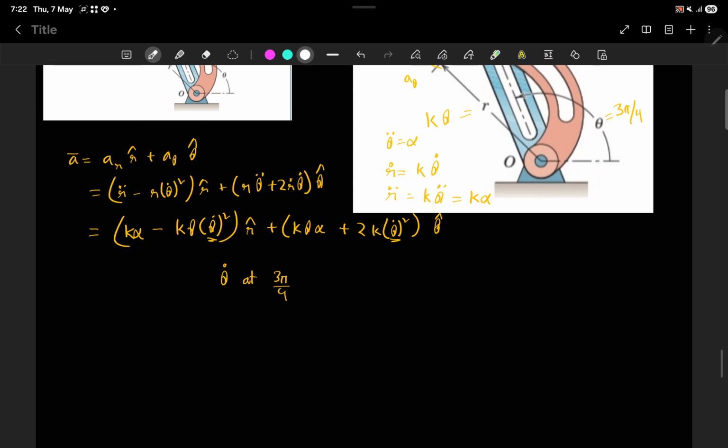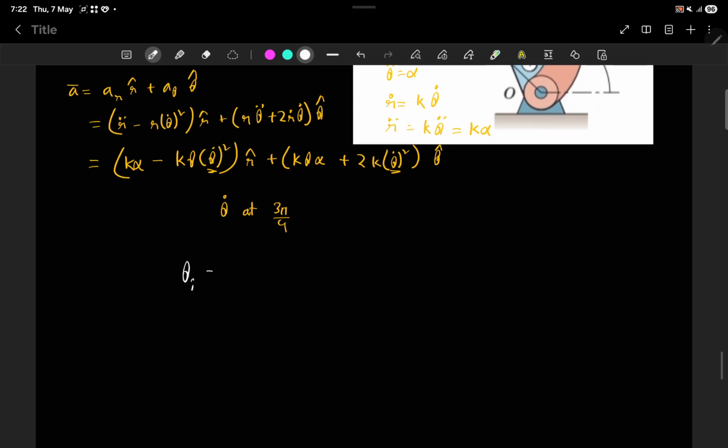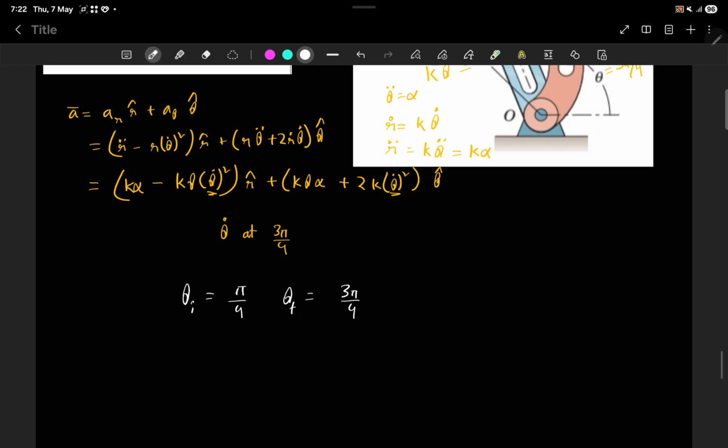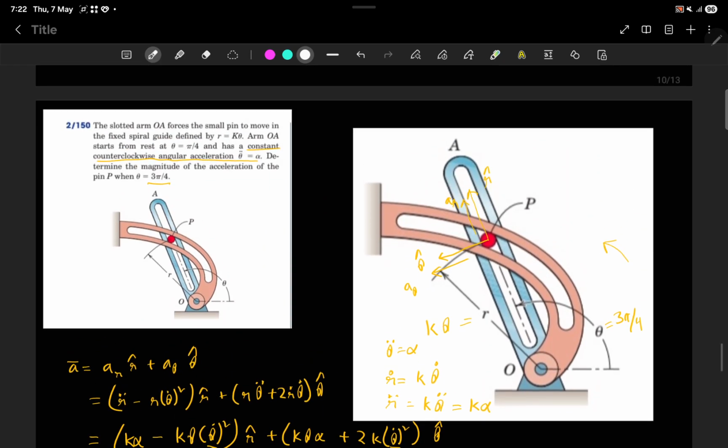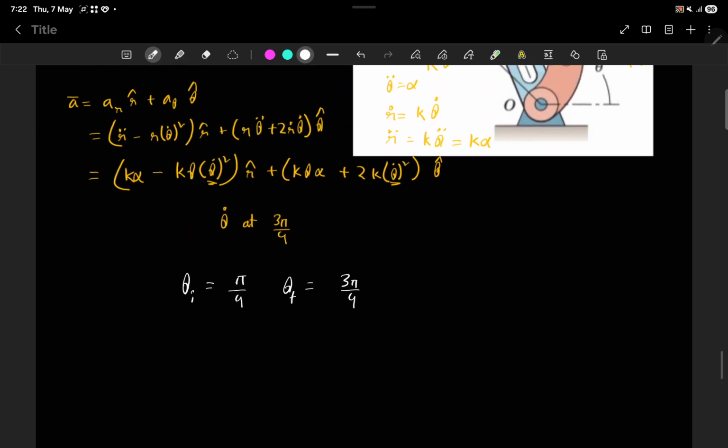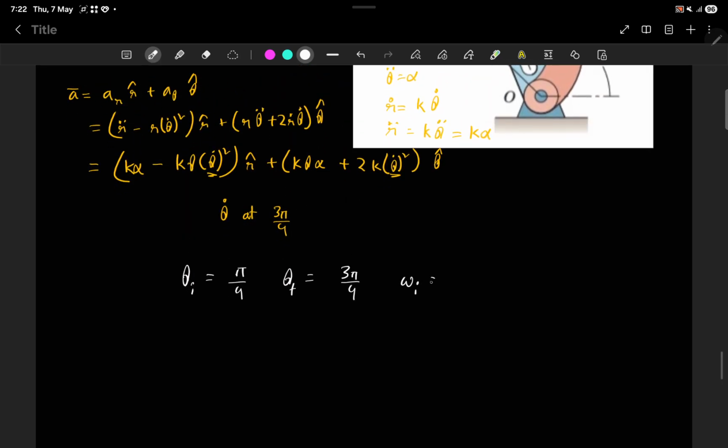I have been told that my theta initial was pi by 4 and my theta final is 3 pi by 4, and that it starts from rest. So my omega initial was 0 and omega final is my theta dot at 3 pi by 4. This is my unknown, so I have to calculate this.